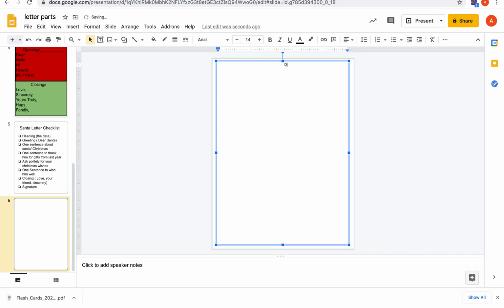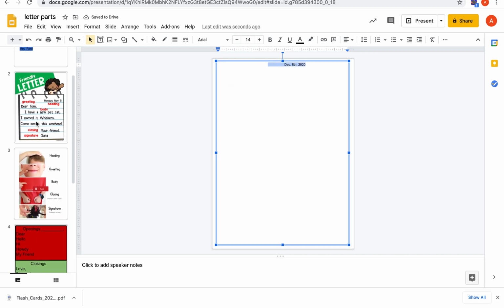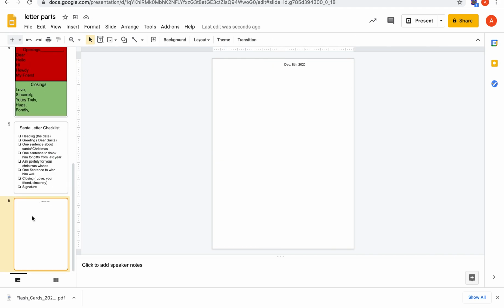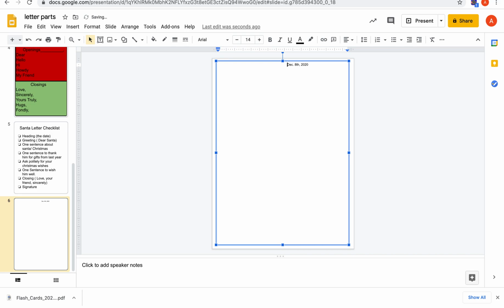Now, today is December 8th, 2020, right? So there's my heading. Okay, so I've got my heading on here. I'm going to make it a little bit bigger so that y'all can see it, because goodness, it's small. Whoop, too big. Okay, so now I've got my heading. Here is my opening. I'm going to use Dear Santa.